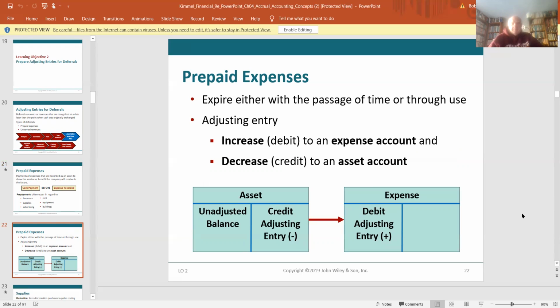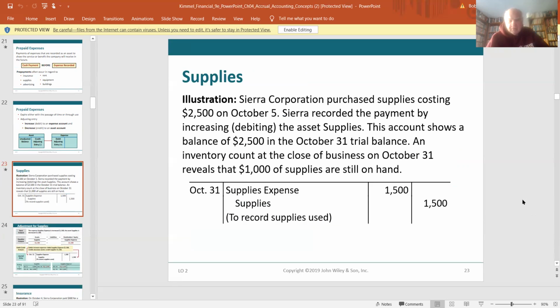So take a peek here. We're going to record the journal entry with a debit to an expense account. We're going to debit the expense and we're going to credit the asset account. I don't like this grid here. This is a little more clear.